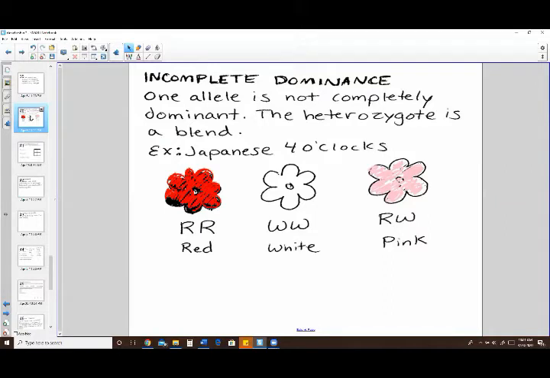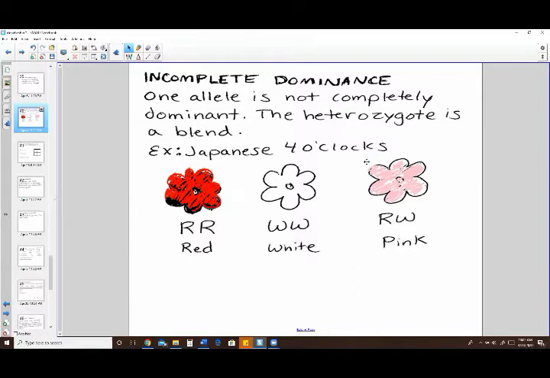One allele is not completely dominant over the other, and when you get a heterozygote, you get a blend. For example, Japanese four-o'clocks are a type of plant, and they produce really nice flowers. If the plant has only the R genes, then it will have red flowers. If it has only the W genes, then it's going to get white flowers. But if it gets one of each of those genes, so it's a heterozygous genotype, then the flowers are pink.